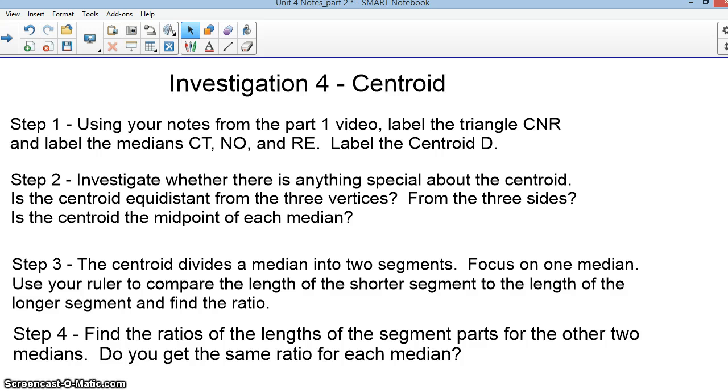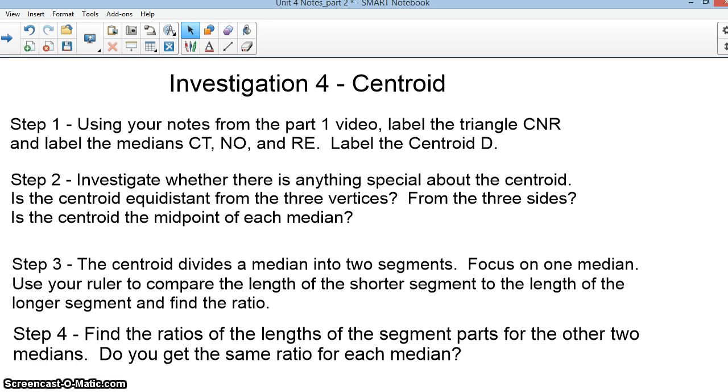The final investigation that you're going to do tonight or this weekend is on the centroid. So using your notes in the part one video, find your centroid construction, and I want you to label your triangle C, R, and N for the vertices, and label the midpoints as T, O, and E. Now make sure your segments, those medians, are CT, NO, and RE. And I want your centroid to be point D.